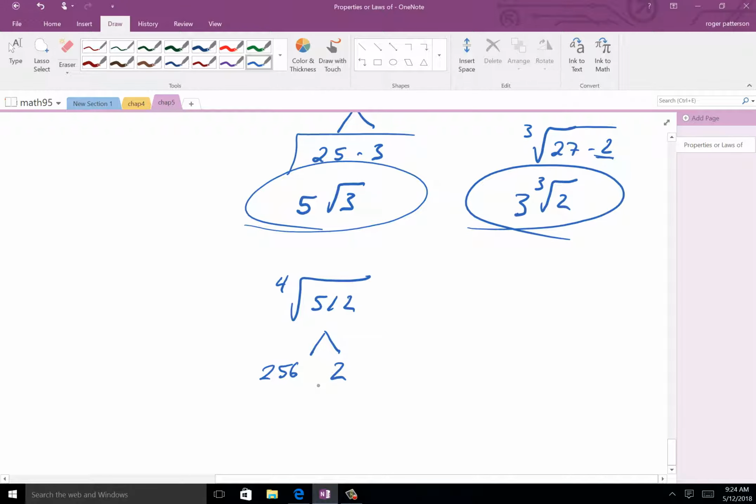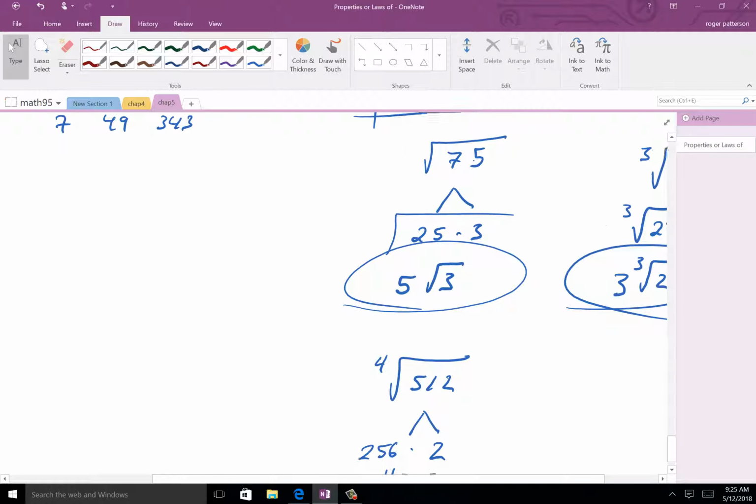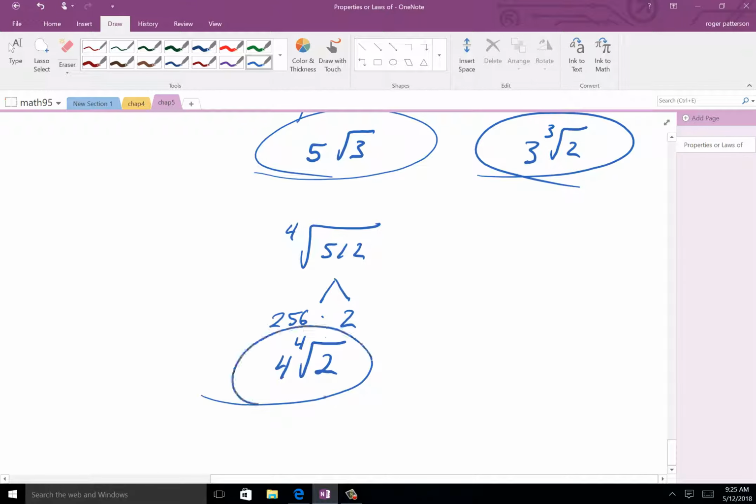What's the fourth root of 256? 4. So 4 comes on the outside. That's a fourth root. 2 stays on the inside. Is it 4? 256? Yep. Okay, good. That's done. So again, we're always trying to find the largest perfect square, cube, fourth, whatever it is that goes in there. Divide it and simplify it out.